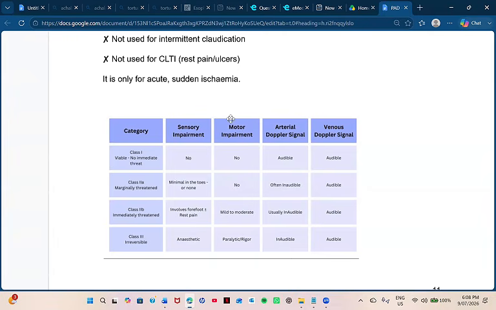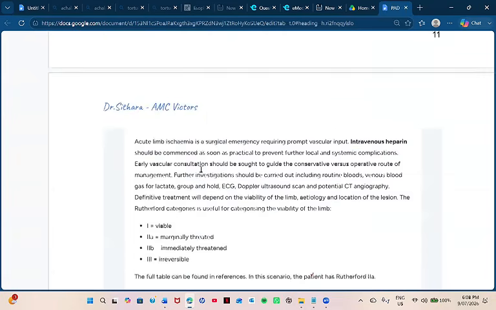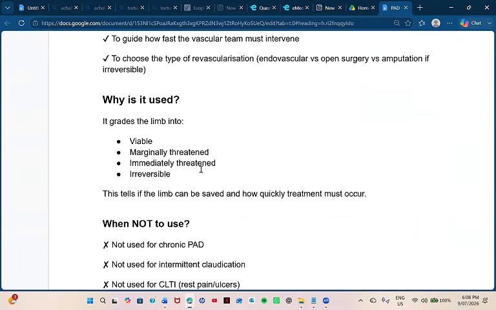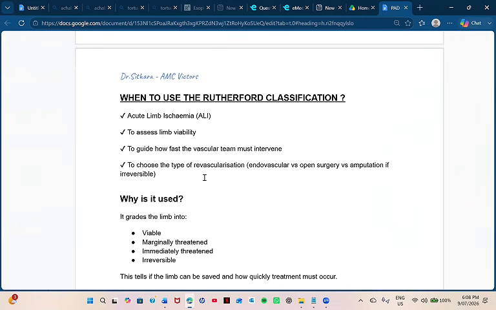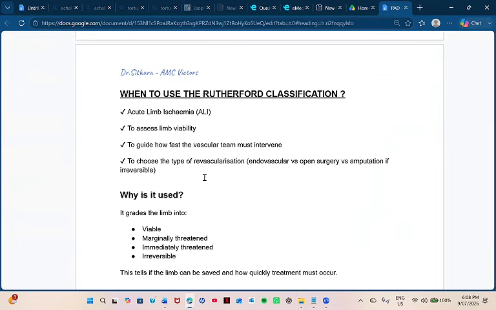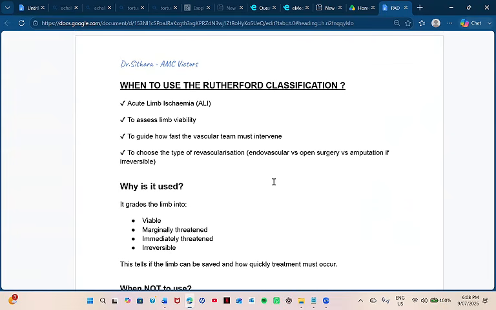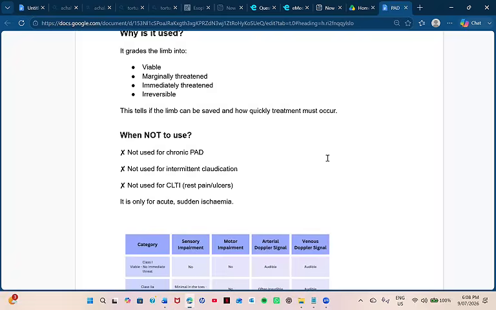Sensory impairment, motor impairment, arterial Doppler signal, and venous Doppler signal. According to this, you are choosing what to do. So we use this acute limb ischemia classification to assess limb viability, to guide how fast the vascular team must intervene, and to choose the type of revascularization, because we have endovascular, open surgery, or amputation, right?